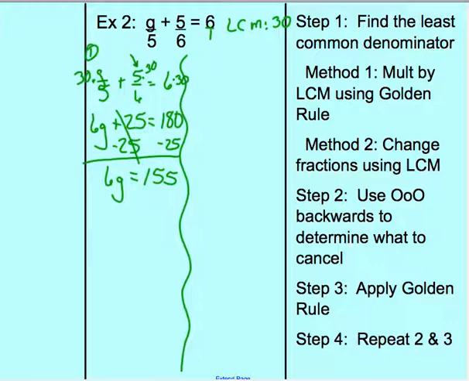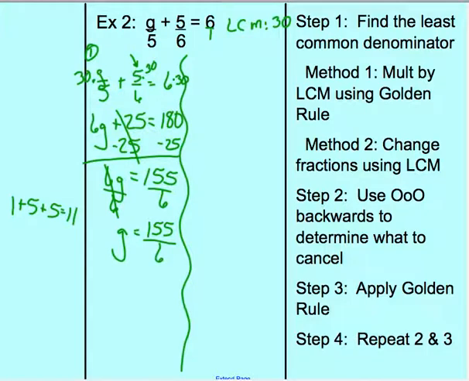Now I'm going to repeat steps 2 and 3, canceling my 6. And the only thing I need to figure out to determine if this fraction can simplify is if 155 is divisible by 3. I know it's not divisible by 2, and the reason I'm checking 2 and 3 is because those are the two factors of 6. To check if it's divisible by 3, you can add the digits together. So 1 plus 5 plus 5 gives me 11. 11 is not divisible by 3, so neither is 155. So we know that our fraction is simplified.